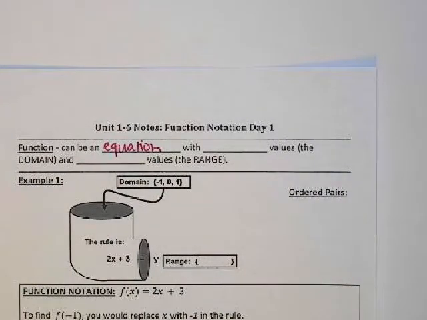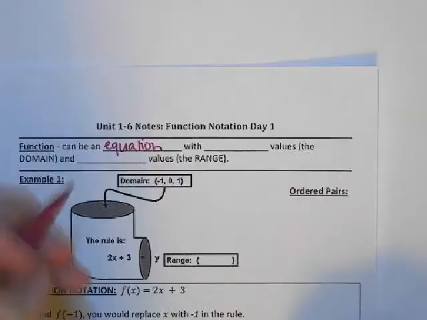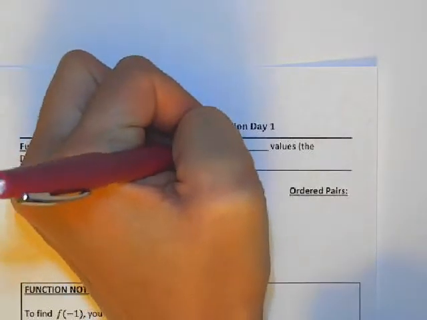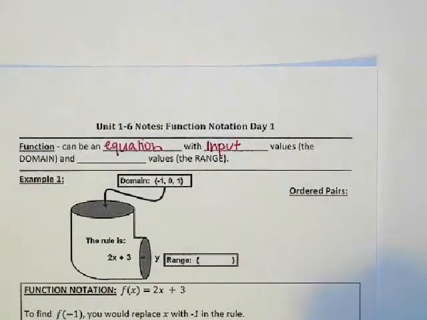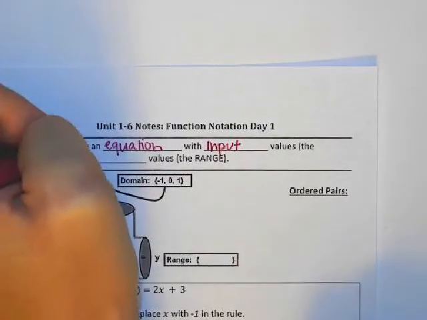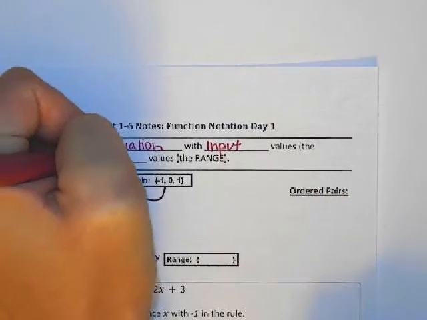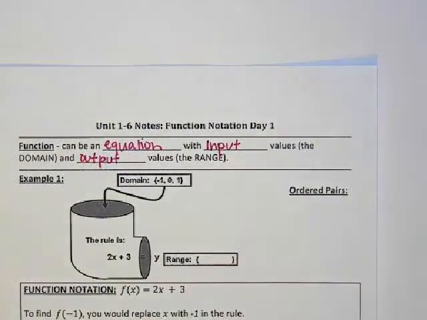It also is just, like I said, a fancy word for equation. So a function can be an equation with input values, which are the domain, and output values, which are the range. And like I said, Dr. XY left his ID in his office, you've got input and output on there. Okay? So example 1.